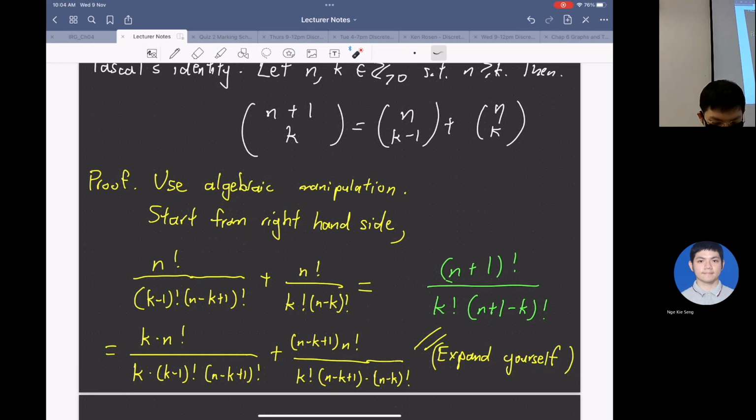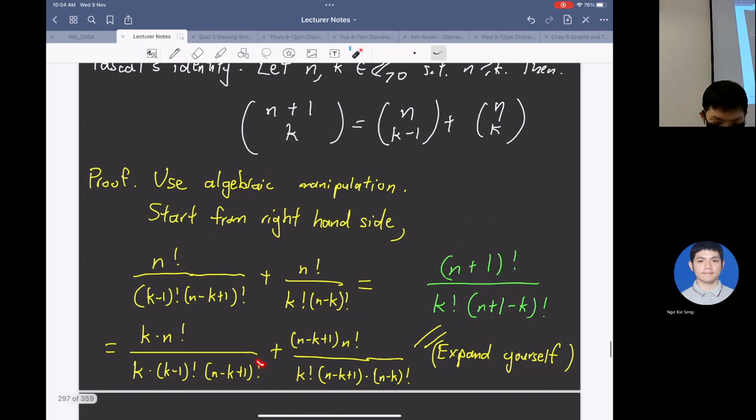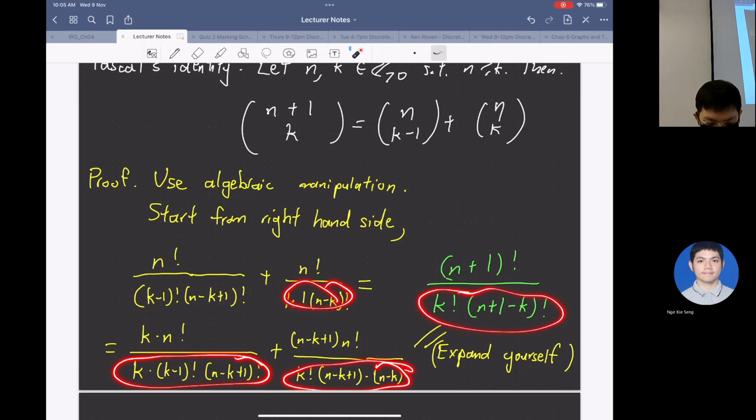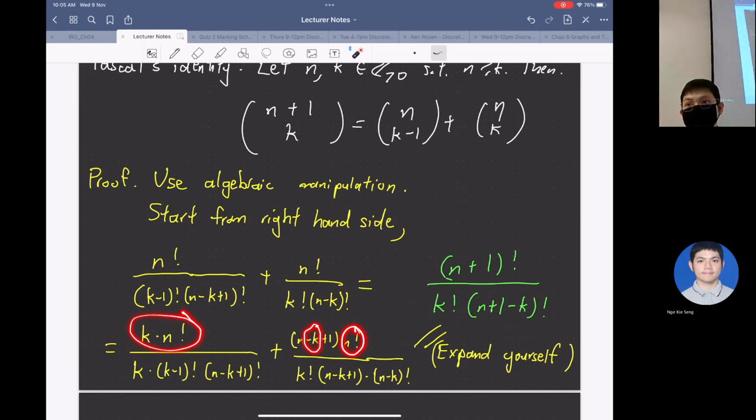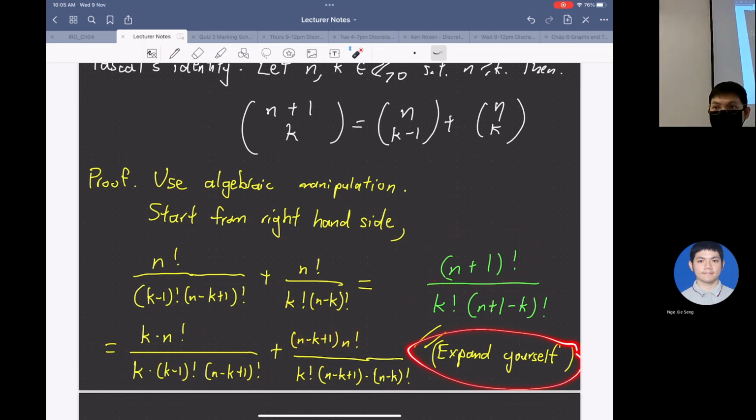So just now I repeat again. After you make it into the same denominator, you add up the numerators. Here you have a k times n factorial term, and here you have a minus k times n factorial term, so they cancel out. What you are left with is (n plus 1) times n factorial, which is (n plus 1) factorial. If you can't see it, you need to expand it out to help you see.